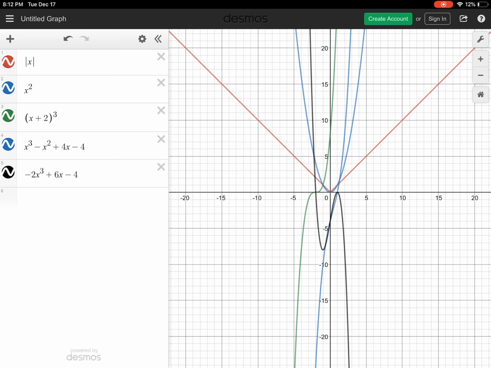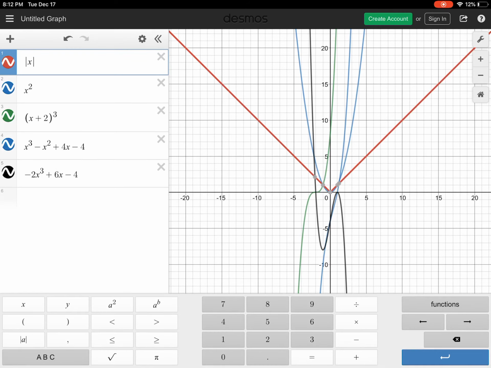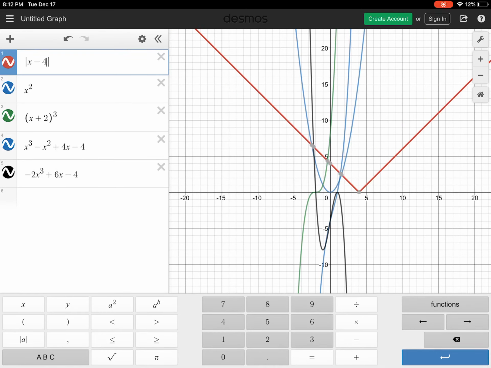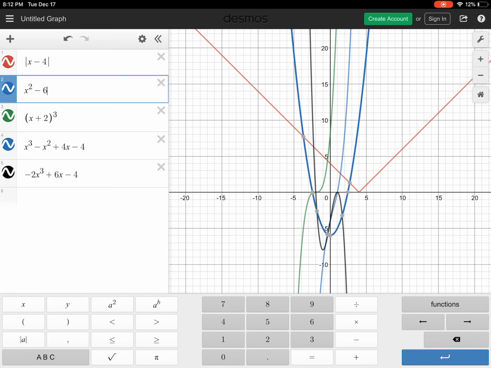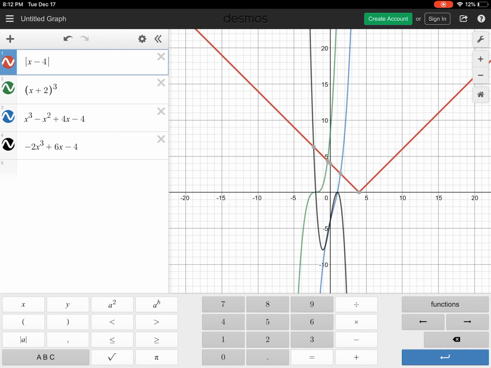But we should take a minute and think about, what if I add things in here? Like, what if I have the absolute value of x minus 4? Is that even? It's symmetrical, but it's not symmetrical on the y-axis. So that one is no. What if I have x squared minus 6? That's no good either. But then you got to be able to spot it in other forms too.